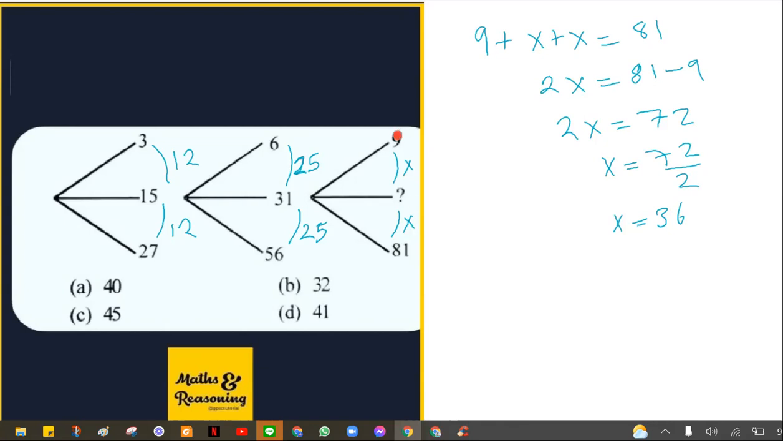So according to that, 9 plus x is the question mark, and one more x will give you 81. So if you write the equation, 9 plus 2x equals 81. So x plus x is 2x, take 9 to the right side, so 81 minus 9, 72. Now divide both sides by 2, and you will get x equals 36.